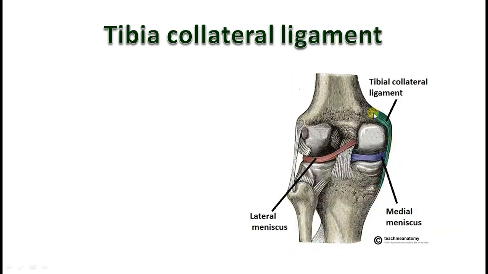The next ligament you are able to see is the tibial collateral ligament, extending from the medial epicondyle of the femur to the medial condyle of the tibia, and it has got a superficial and a deep part. It is the modification of adductor magnus.